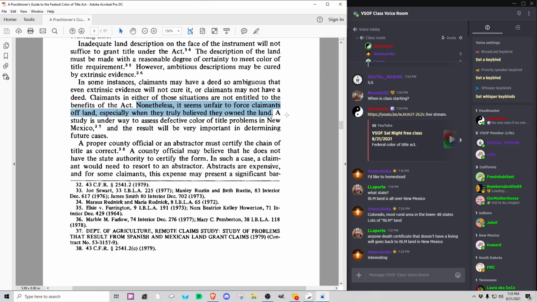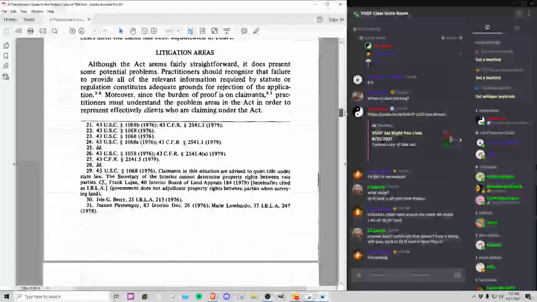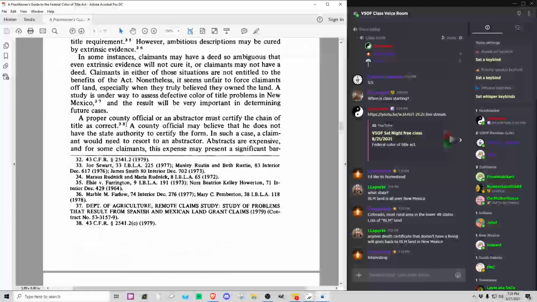No? Great. It's mine. A study is underway to assess defective color of title problems in New Mexico. The result will be very important in determining future cases. And again, remember, this is quite a ways back. Oh, actually, this was probably in 1980 because this was written in 1980. So that would be kind of a semi-current issue for New Mexico. Okay, to continue. A proper county official or an abstractor must certify the chain of title as correct. Right, because you used to get abstracts from abstractors. Now it's getting to be more and more difficult to actually get a proper abstract for a particular plot of land. They're trying to wipe out the entire land record.